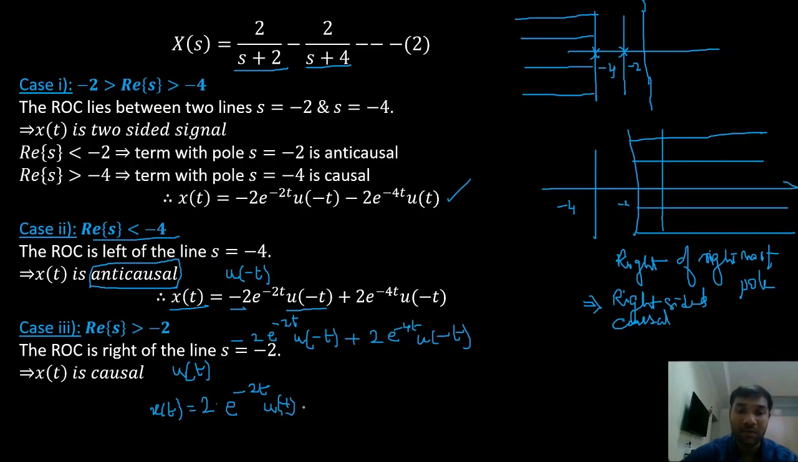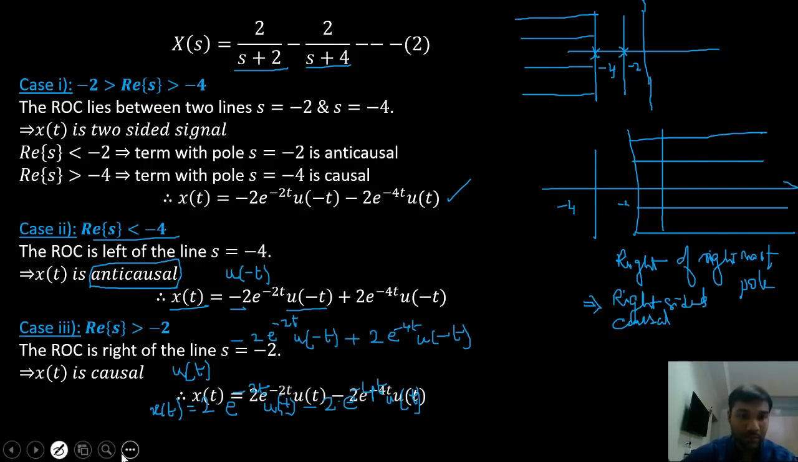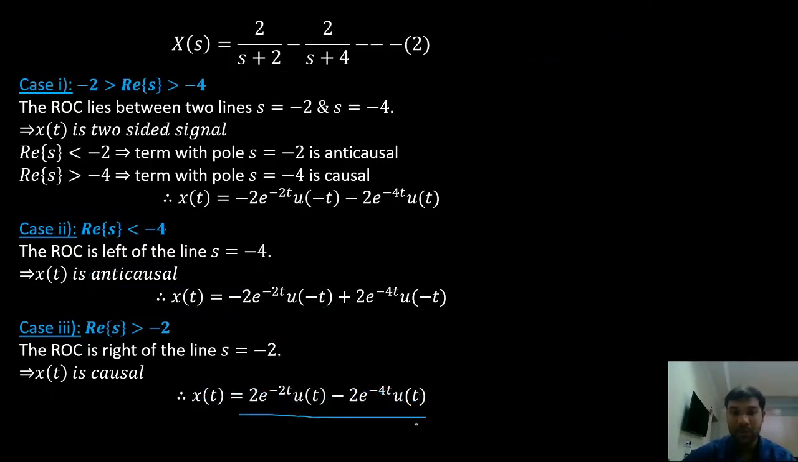For the second term, there is a minus sign and 2 constant, and the causal signal for the Laplace transform of 1 by s plus 4 is now going to be e power minus 4t into u of t. So that is the causal x of t, right?